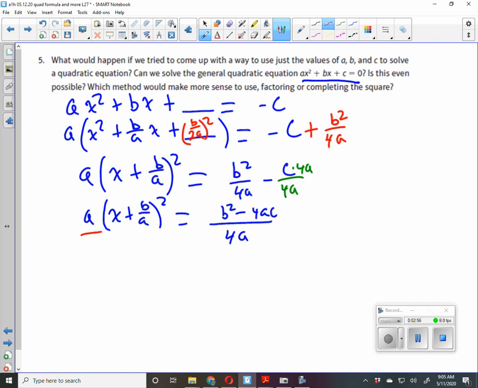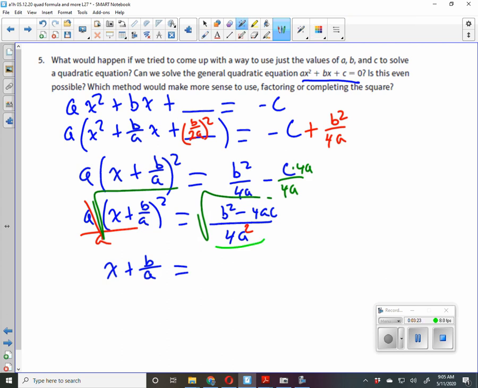Now that should begin to look familiar. We want to divide by a, so when we divide by a, this becomes a squared there. Okay, those cancel. Now, I would like to take the square root of this and this. By doing that, that gives me x plus b over a equals, and notice that this is a perfect square, right? So that's just going to end up being over 2a when I take the square root of it, and in the numerator, the square root of b squared minus 4ac.